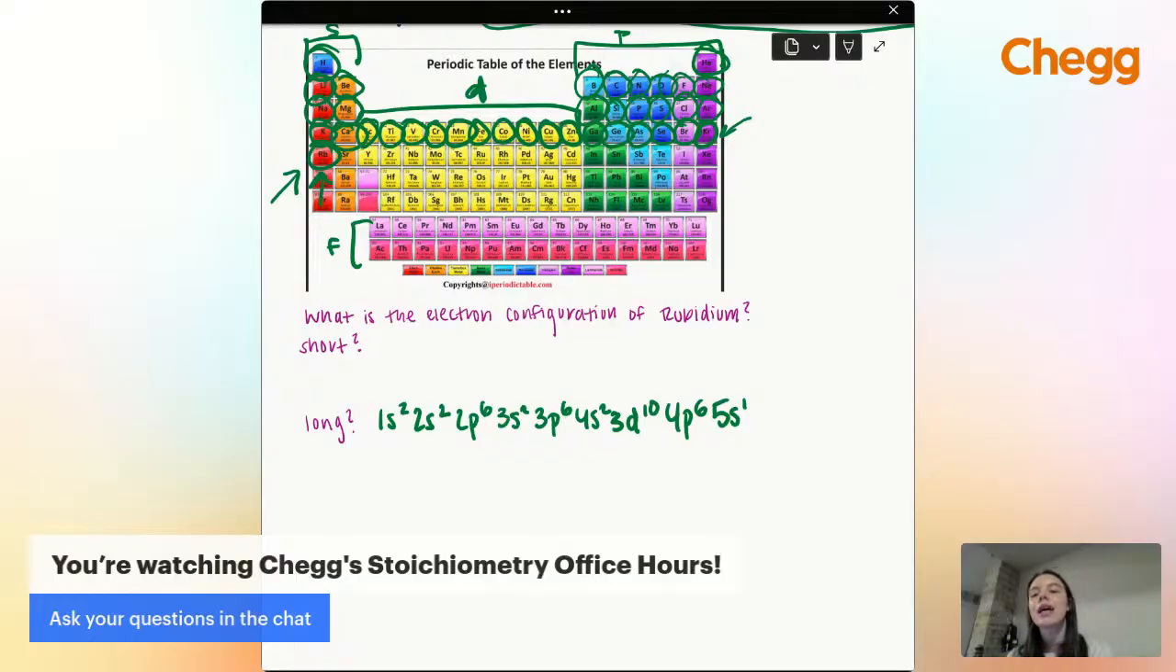We're going to go to that short electron configuration. So you've got about 30 seconds. Tell me what that short electron configuration is for rubidium. What would it be? All right, about 15 more seconds.